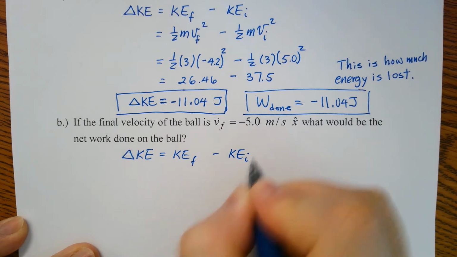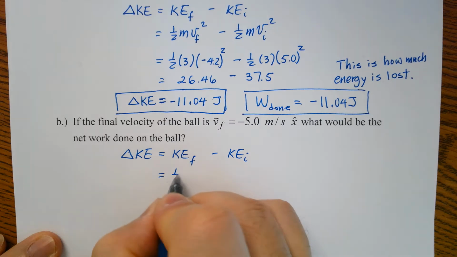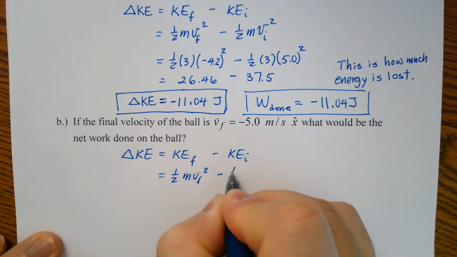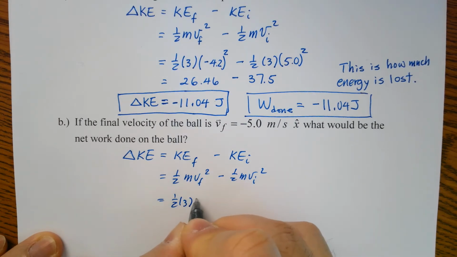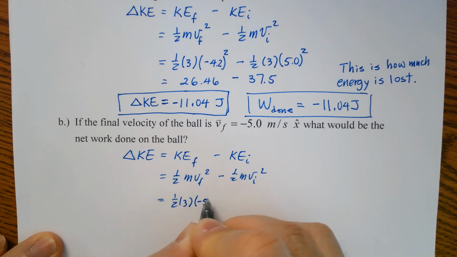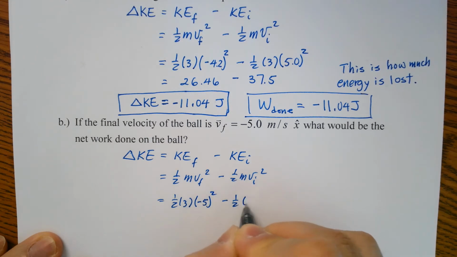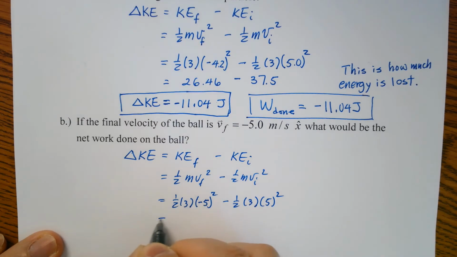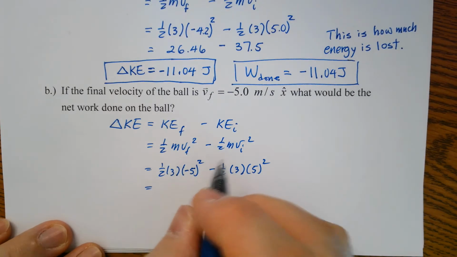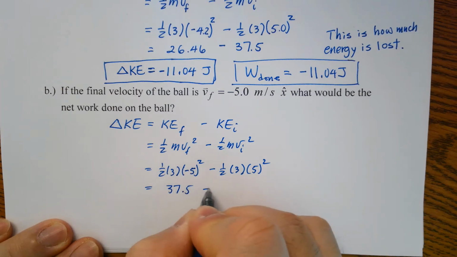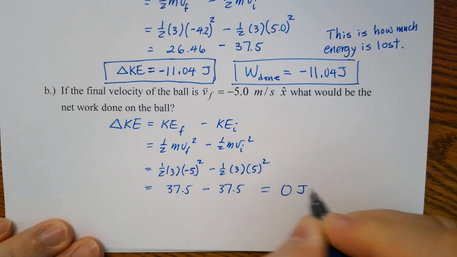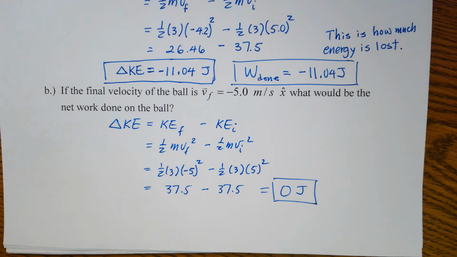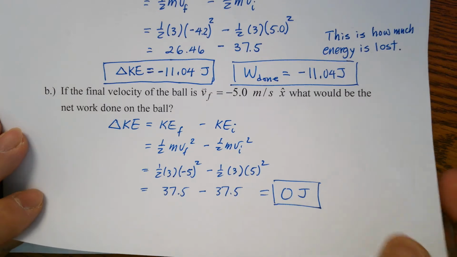So change in kinetic energy is kinetic energy final minus the kinetic energy initial. So 1/2 mv final squared minus 1/2 mv initial squared, which is 1/2 times 3 times vf happens to be negative 5 squared minus 1/2 times 3 times 5 squared. We know when we square the negative 5 becomes positive, and this becomes 37.5 minus 37.5, and guess what? We have no energy lost whatsoever. So there is no change in kinetic energy. Voila.